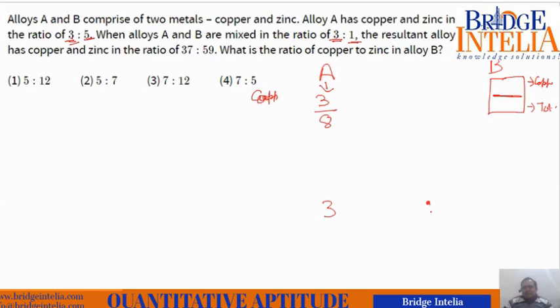So if you apply the crisscross method, the ratio is already known, 3:1. The resultant alloy has copper and zinc in the ratio 37:59. So in terms of proportion of copper, 37 parts out of 96 parts. If you are able to figure out this number, then you can easily say out of a total of how many parts, what part was copper. So we will get an idea about alloy B. So this is the question.